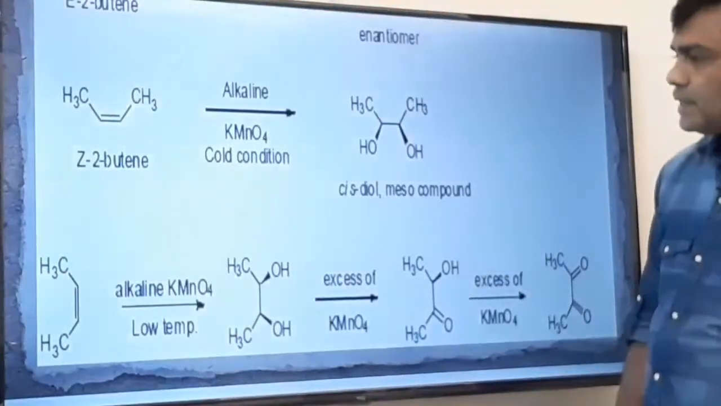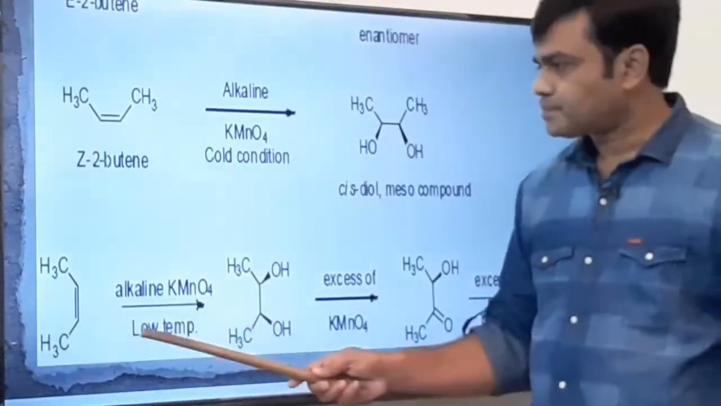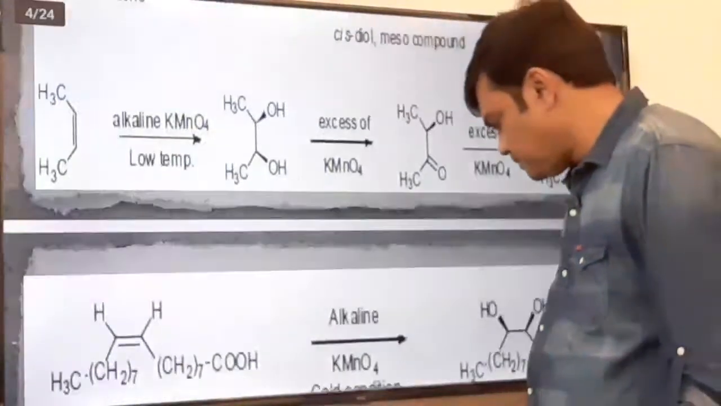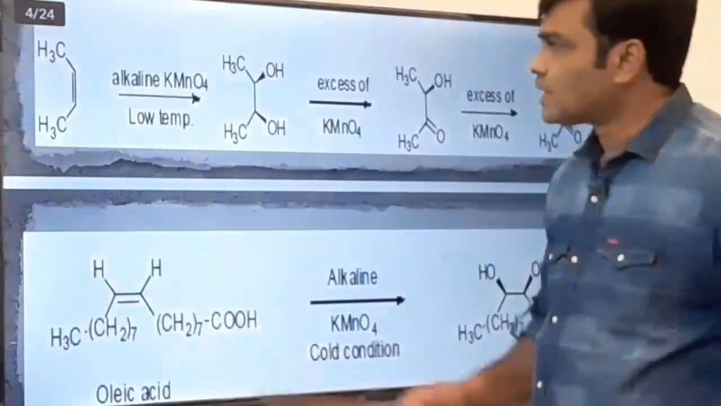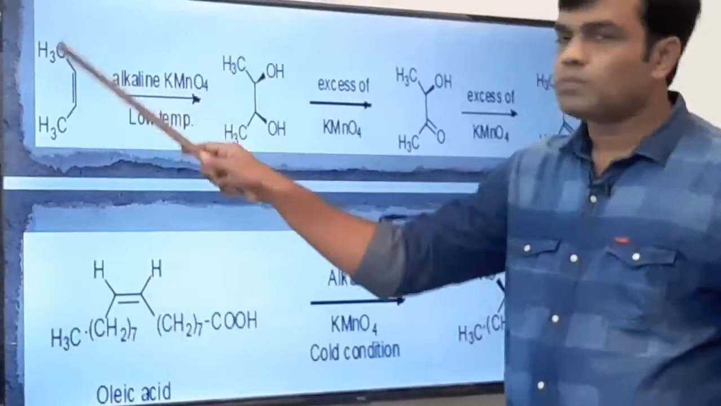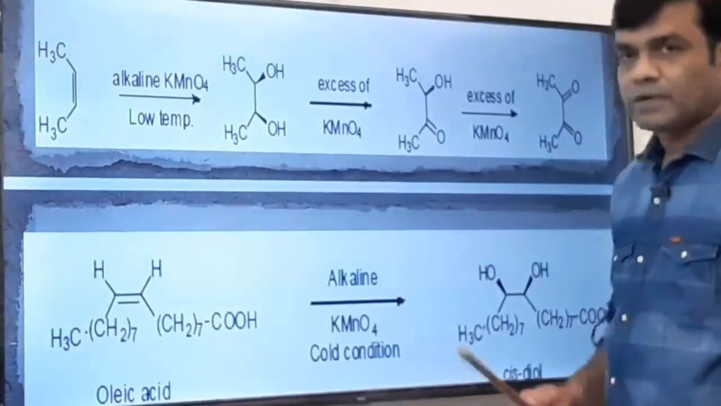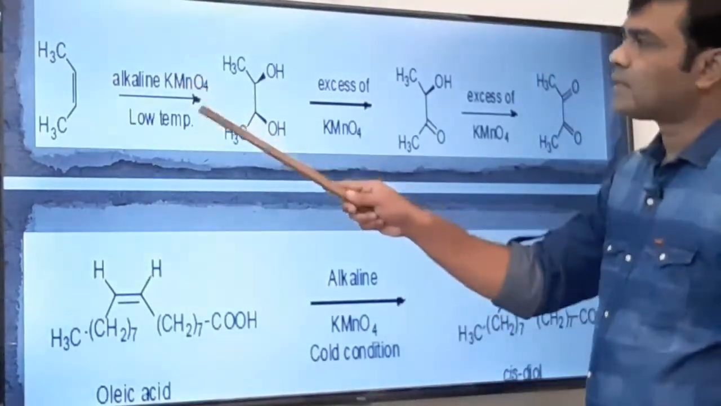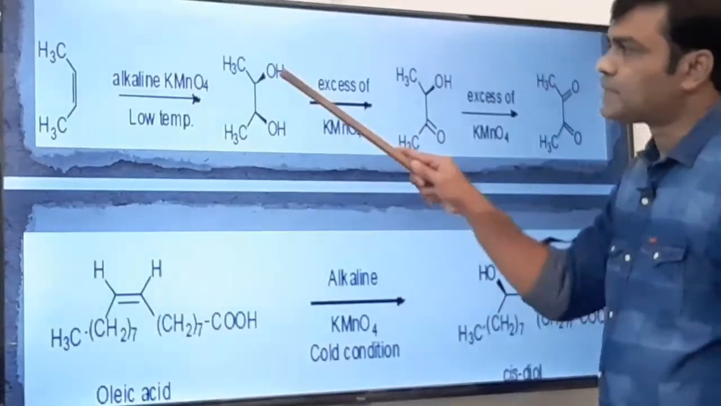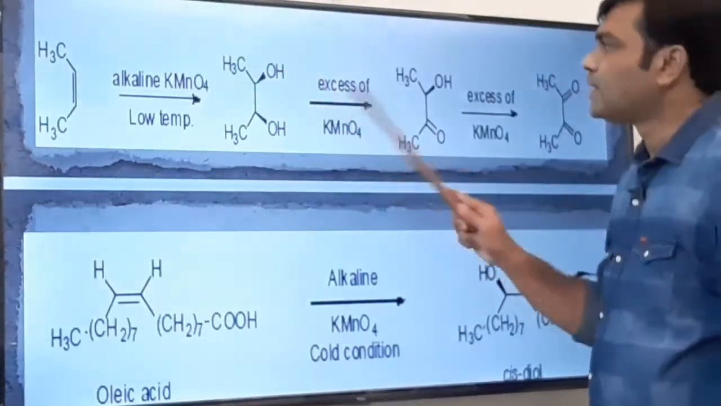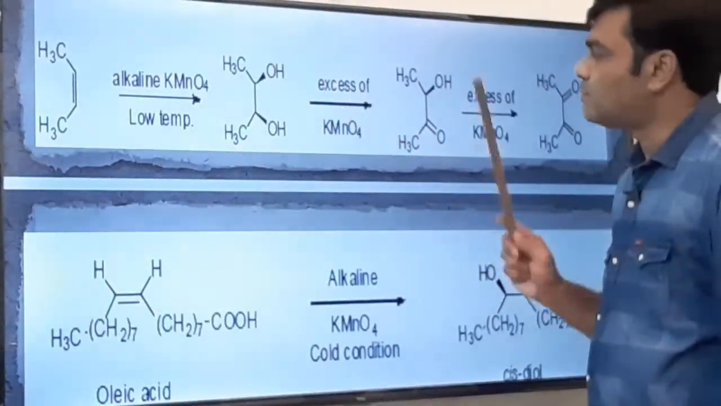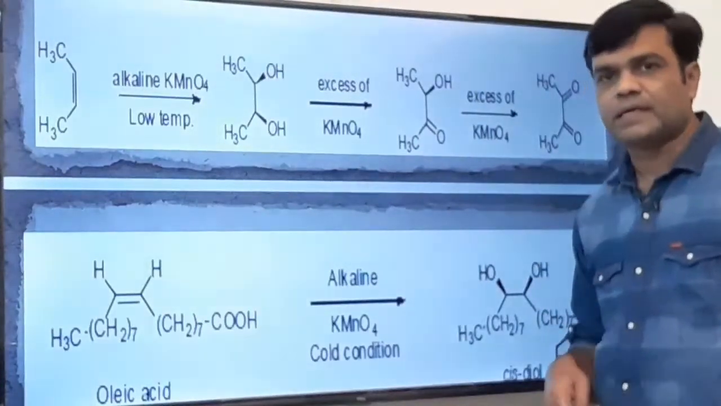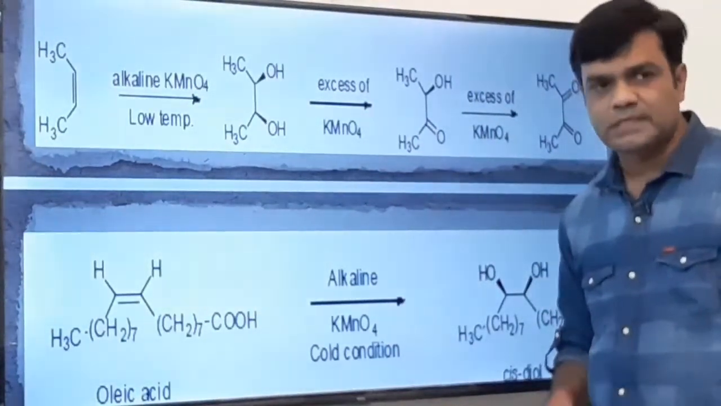Now see, it is interesting here. This is cis-2-butene, or Z-2-butene. On reaction with alkaline KMnO4, first diol formation takes place. Now if you use excess of potassium permanganate, you know that potassium permanganate is an oxidizing agent.